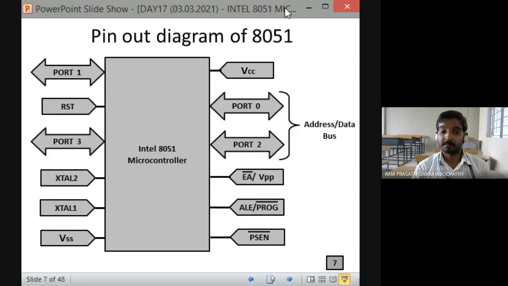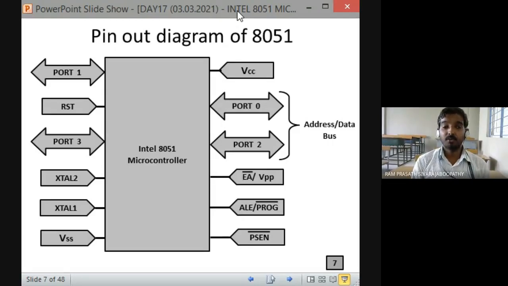To provide power supply, we need 2 pins, correct? What are the 2 pins? From this pin out you can see. Yes, VCC and VSS. VSS is nothing but ground only. Fine. So VCC, VSS. So we have the provision to provide a plus 5 volt DC power supply.